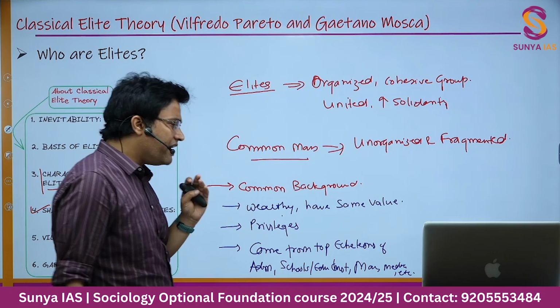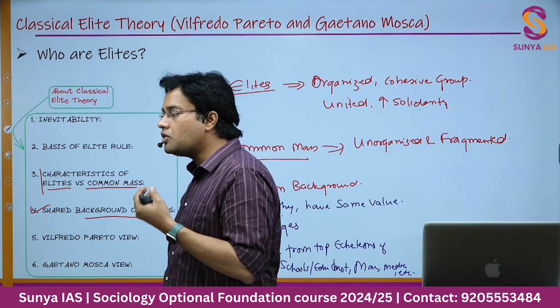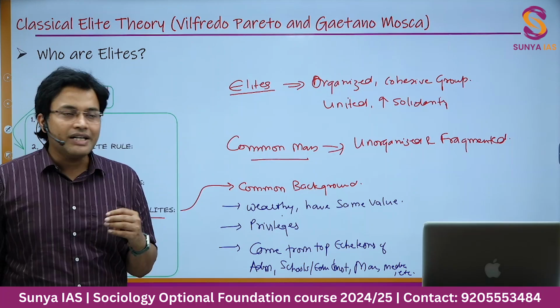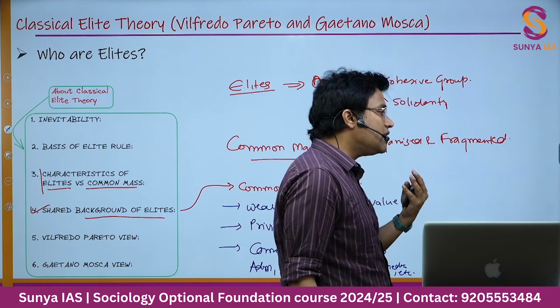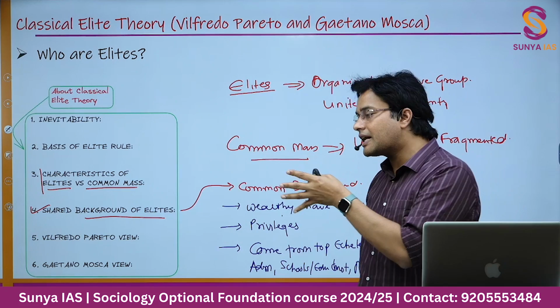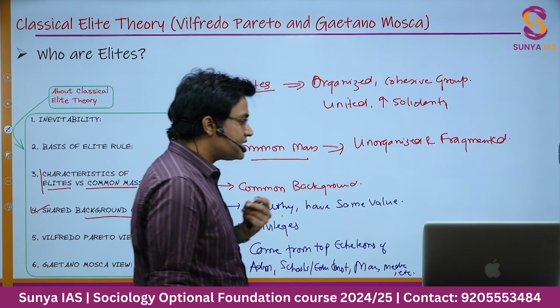And here you need to understand one thing, that when I talk about the elites, elites always look to perpetuate their interest. So even in a democratic form of government, it might seem that the ultimate control lies with the common people, but it is the elite only who are calling all the shots. Decisions are taken to give an illusion that they are being taken in the interest of the common people, but ultimately they are being taken to perpetuate the interest of the elites only.